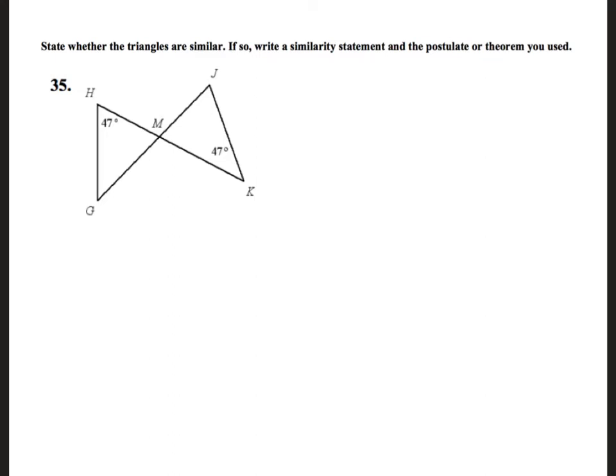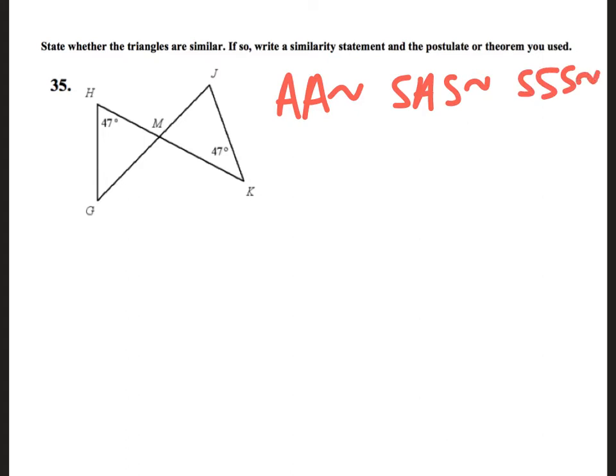If you watched my last video, you know that your options for similarity postulates or theorems are angle-angle similarity, side angle side similarity, or side side side similarity. Now if I look at this one right off the bat, I notice we have a 47-degree angle and another 47-degree angle. So that tells me you're probably going to use angle angle or side angle side. So side side side is out.